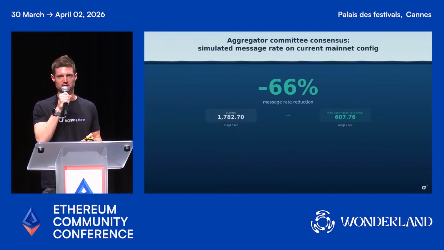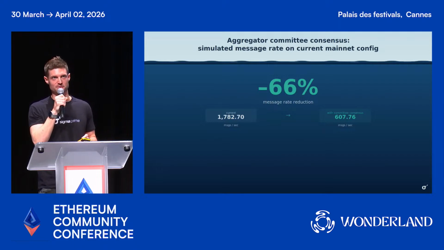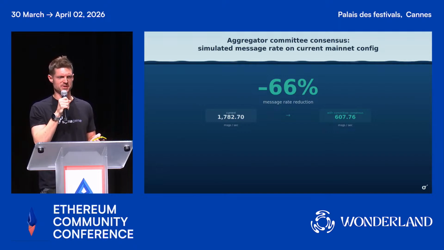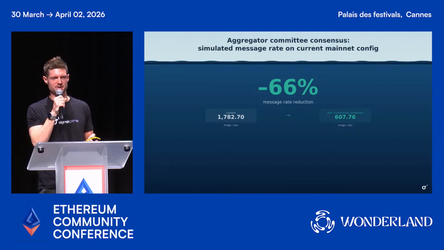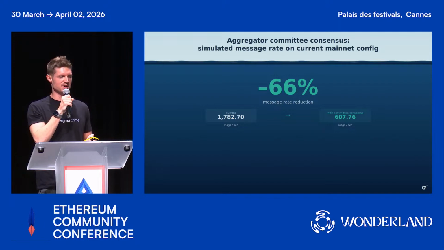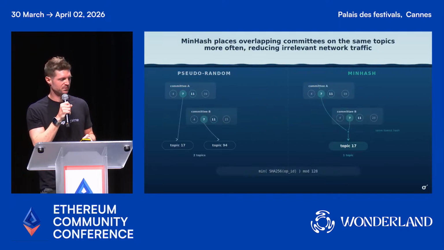This is an example they did for the SIP, where I used a Monte Carlo simulation against a mimicking of a mainnet, and you saw a reduction from about 1,700 messages per second down to about 600 messages per second, so a 66% reduction. And yeah, it's pretty solid.